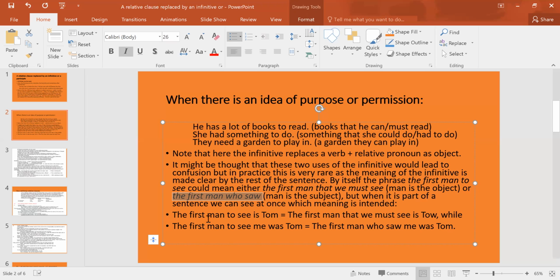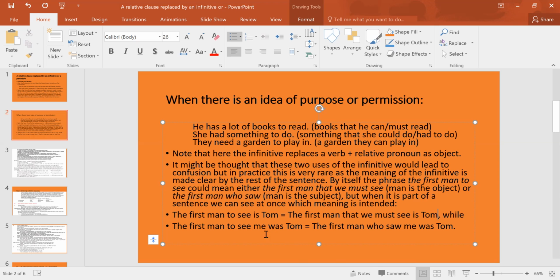For example, the first man to see is Tom. Here, it means that the first man that we must see is Tom. All right. So this "to see" is an infinitive. It can also be written like this: the first man that we must see is Tom. This is a typing mistake. Actually, it should be Tom.